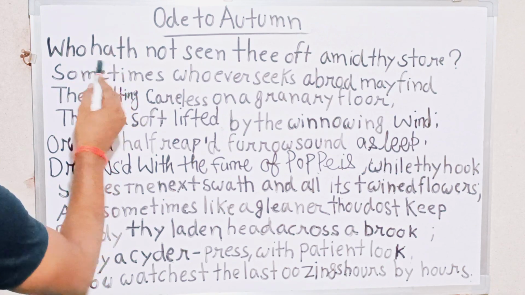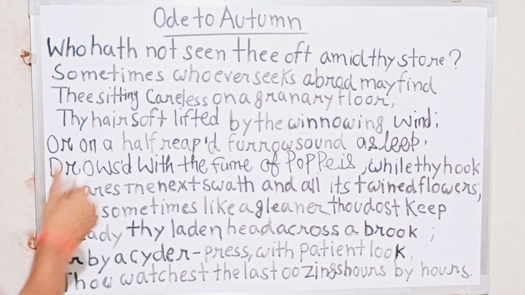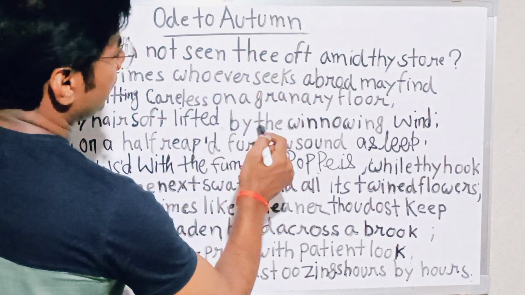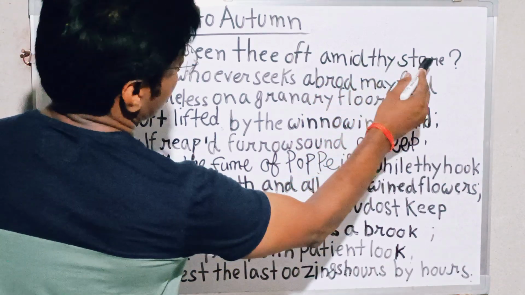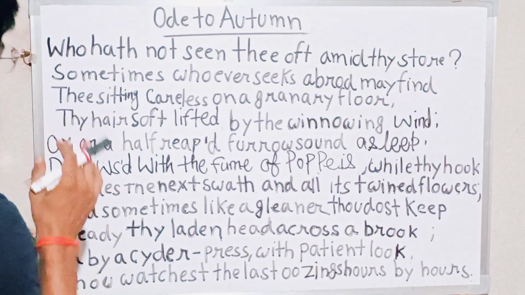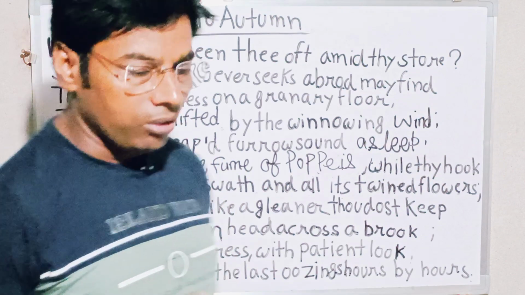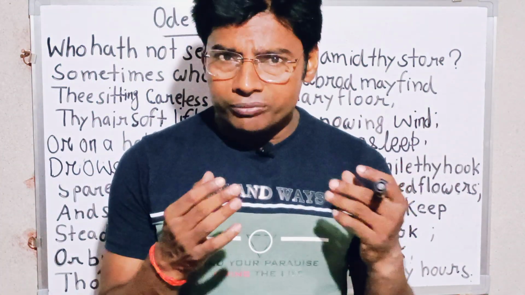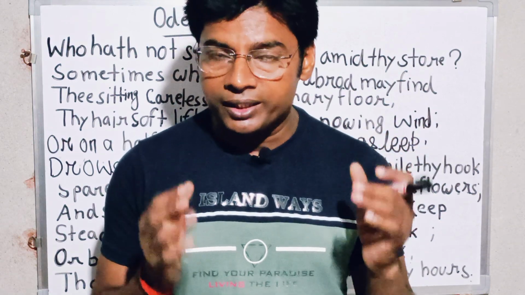Who hath means who has, not seen thee oft means often, amid in the middle, thy means your. Actually, my dear learners, remember one thing, that John Keats was very much fond of those words actually used in the medieval age.